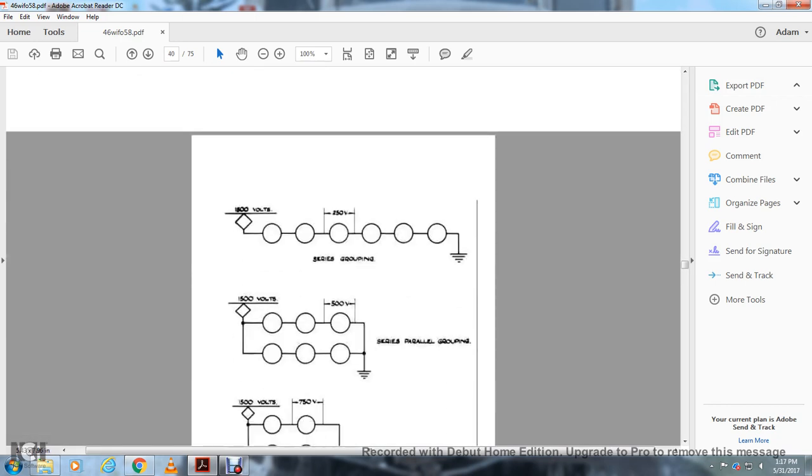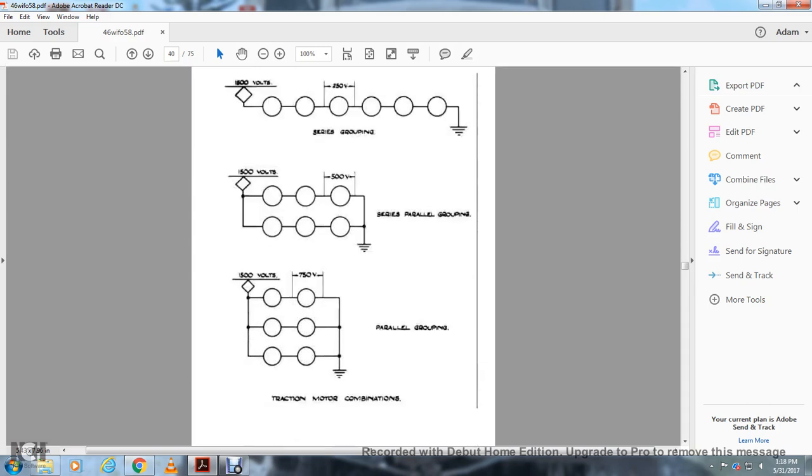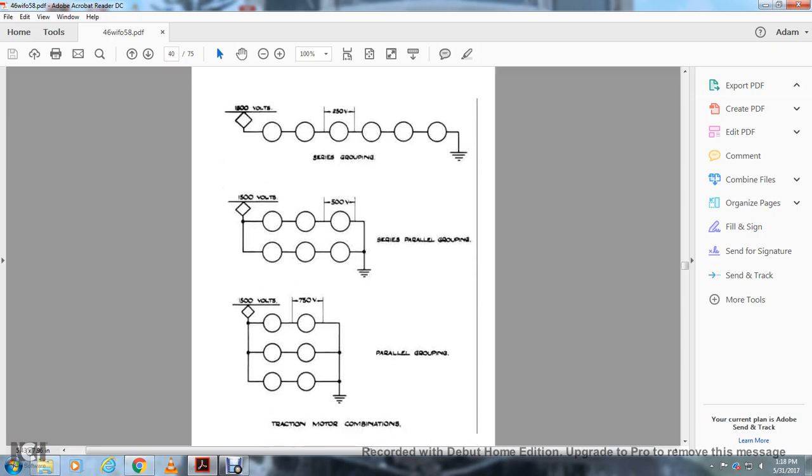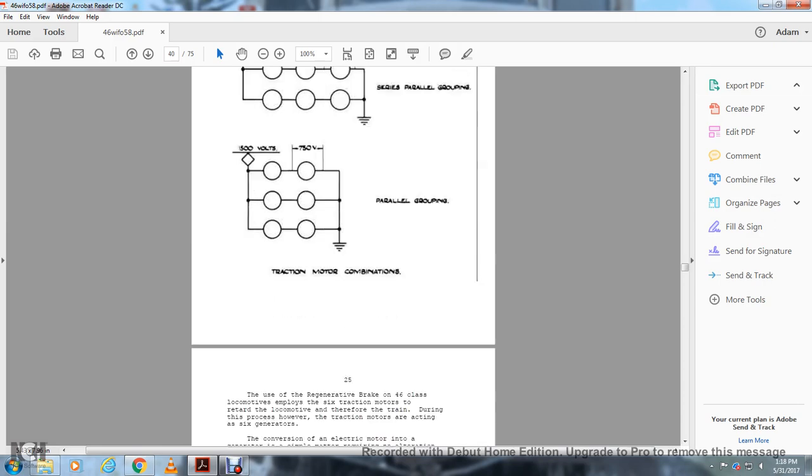Alright, this shows 1500 volts going through a series of groupings of 250 volt, 150 volt series parallel grouping, 500 volts, traction motor combinations. These are motors, and it doesn't say lamps, so you have a series grouping of 6 at 150 volts, a series parallel grouping of 150 volts with a ground, and a parallel grouping of 150 volts, 1500 volts to 750 volts, traction motor combinations.